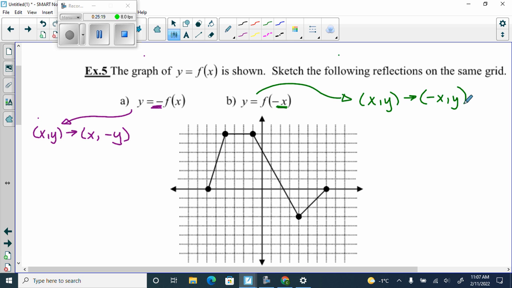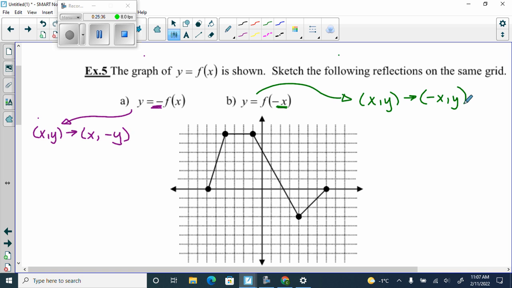Do you see, if you don't practice these enough and you don't solidify it, you could be like, does it affect x, or maybe it affects y? I don't know if it's a reflection in the x or a reflection in the y. That goes really poorly if you don't know them backwards and forwards when it comes to the test. So because it affects my x's and my x's get negated, it's a reflection in the y.